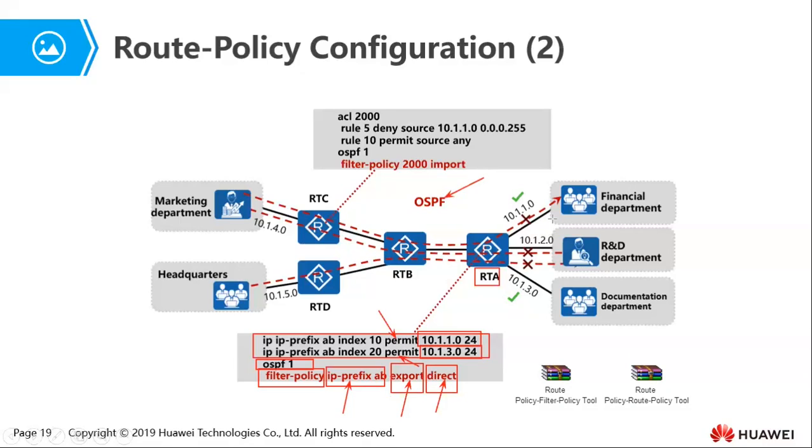So that way, this network cannot be advertised into OSPF. If it is not advertised into OSPF, then RTC cannot learn about the route to R&D, and the headquarters, RTD, cannot also learn about the route to R&D. Therefore, they cannot access R&D, but headquarters can access documentation, and they can also access the finance department. But marketing cannot access the finance department because of this.